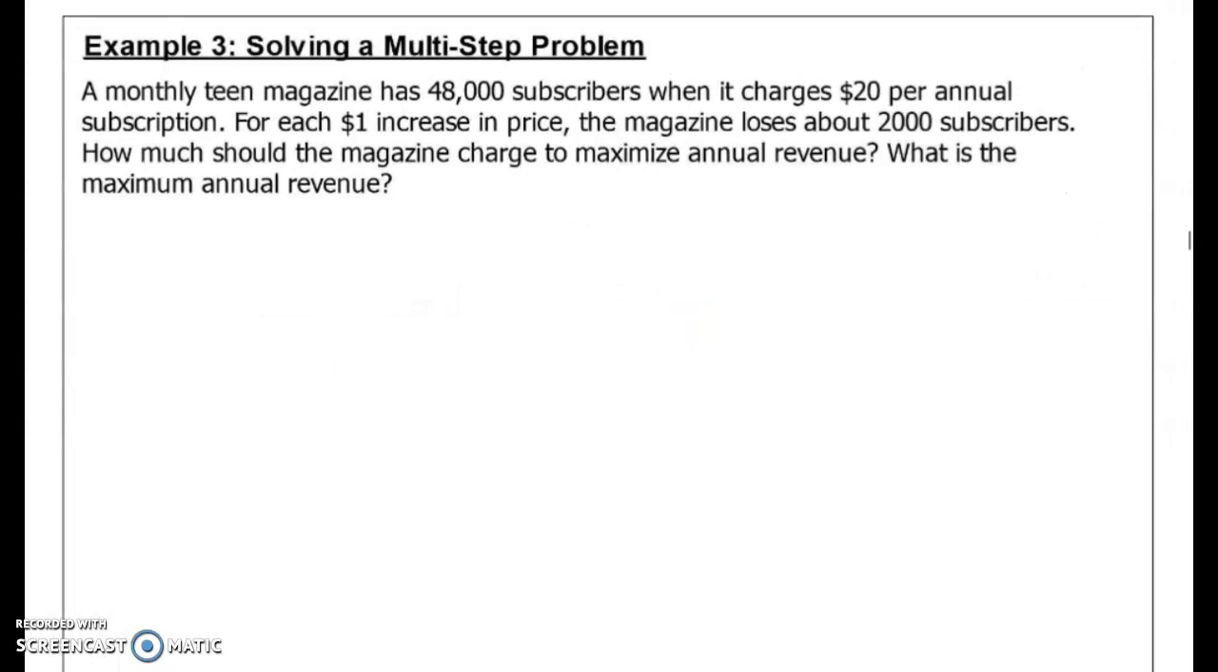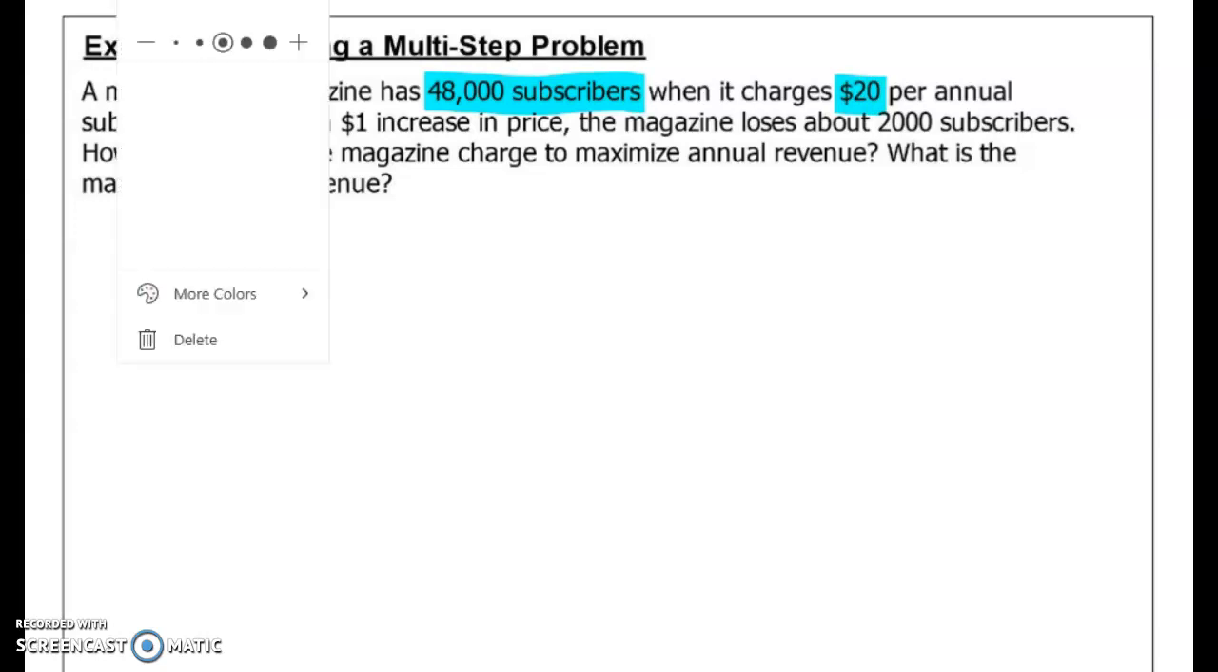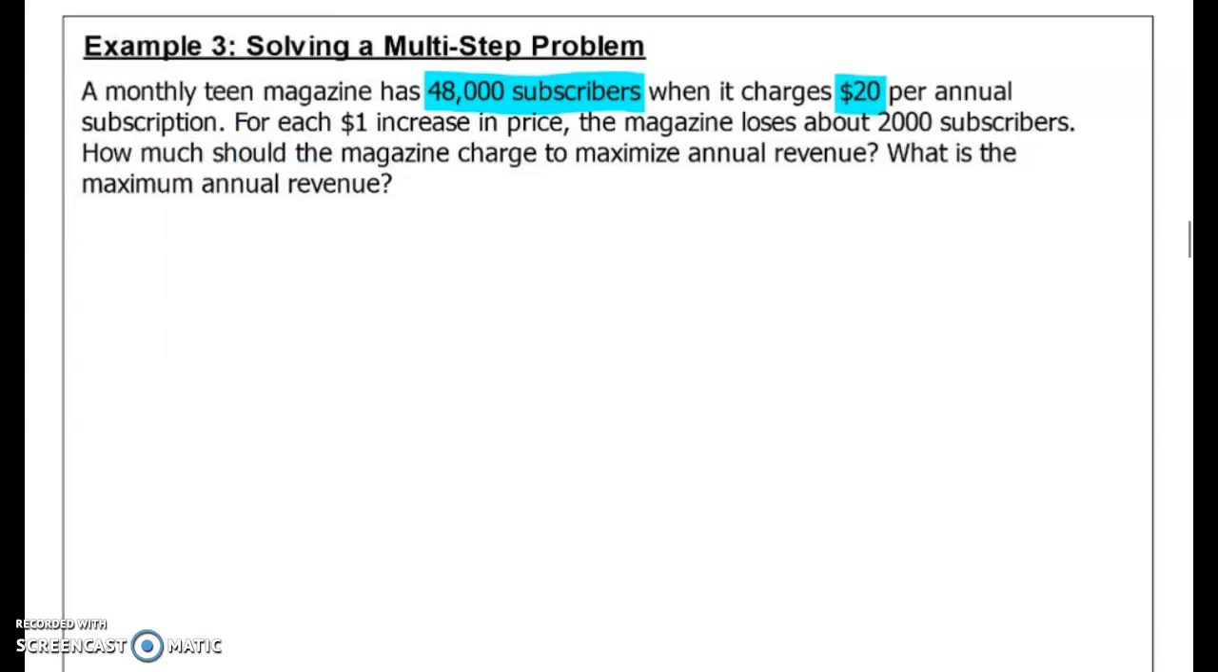Okay, on example 3, it says a monthly teen magazine has 48,000 subscribers when it charges $20 per annual subscription. So this is very much where this is used in business. So we're going to make a model for each $1 increase in price. When they add $1 to the price, the magazine loses about 2,000 subscribers. If they add $2, then it loses about 4,000 subscribers and so on.